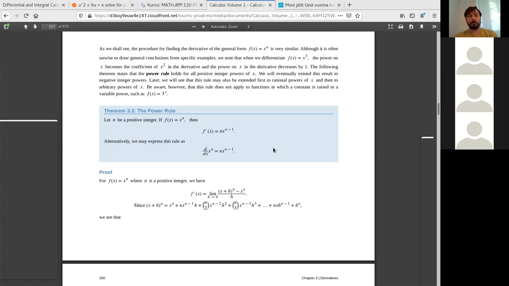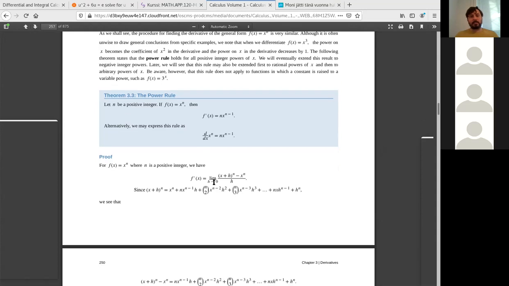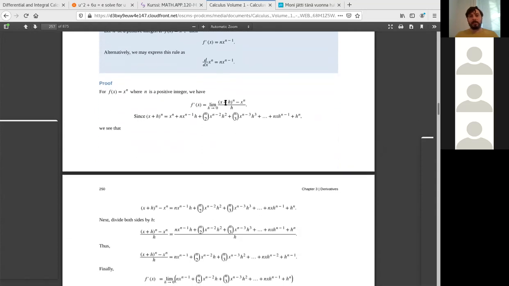So let's start. If f of x is x to the power of n, then its derivative is n times x to the power of n minus 1. You can memorize this, you probably have memorized this, but why is it so? And this is really the fun stuff here. So let's look at this f prime. It's the limit of x plus h to the power of n minus x to the n, divided by h.